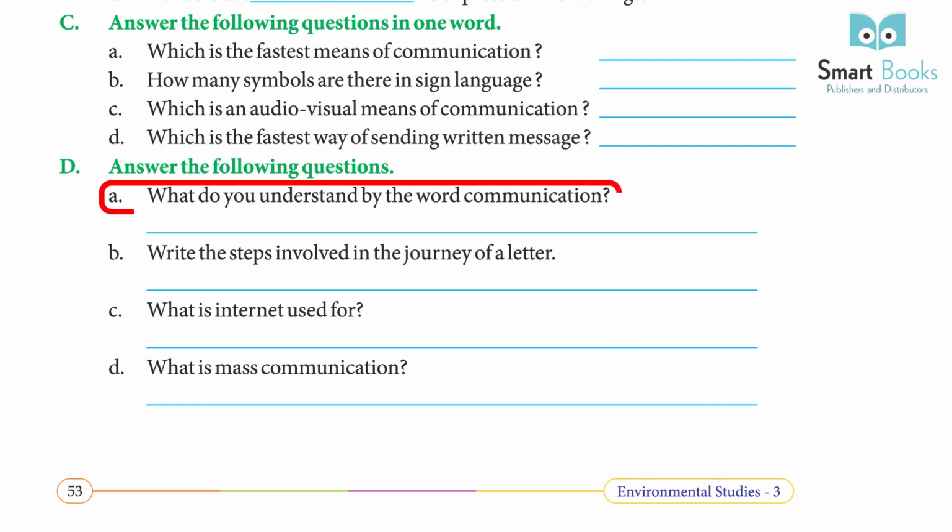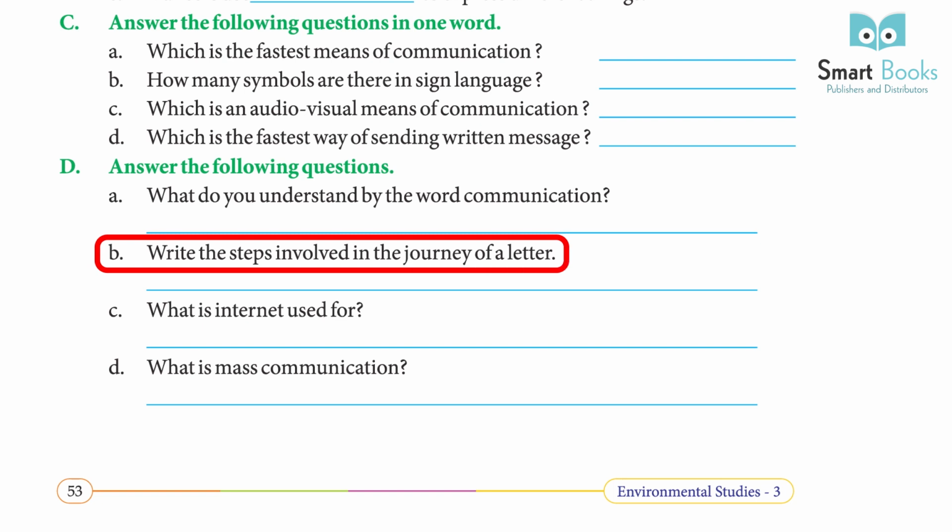D. Answer the following questions. A. What do you understand by mass communication? Answer: Mass communication is the way of communicating to a large number of people at the same time. B. Write the steps involved in the journey of a letter.